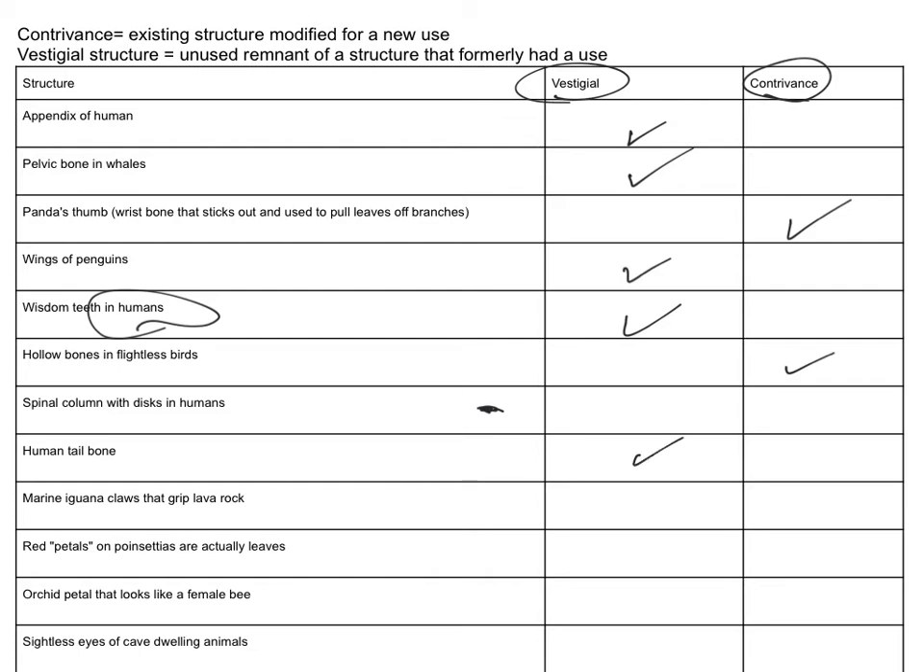Tailbone, vestigial. Claws that grip rocks, lava rocks on the bottom, contrivance. That's not what they were used for to begin with. Petals on poinsettias, actually leaves, contrivance. Sightless eyes of cave-dwelling animals, it's vestigial organ. That's vestigial. We don't need that. We don't need that spinal column like that. That's like when we were fish.